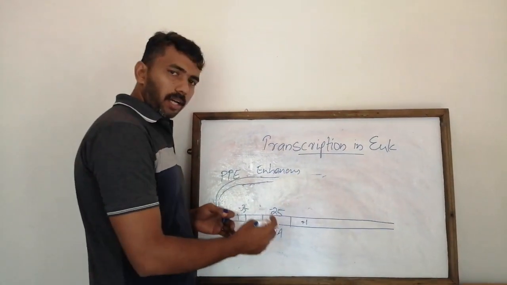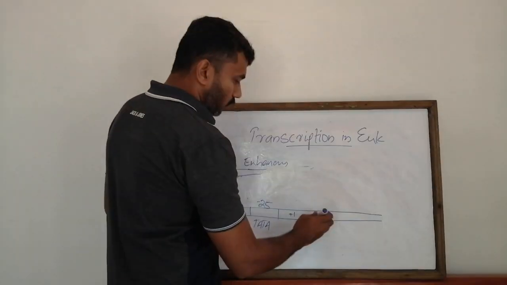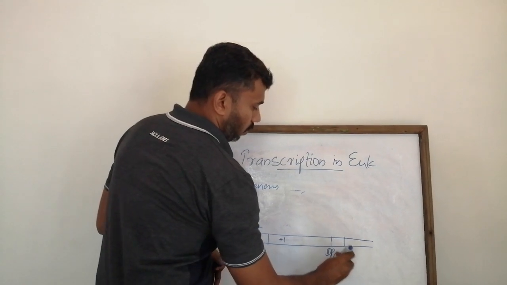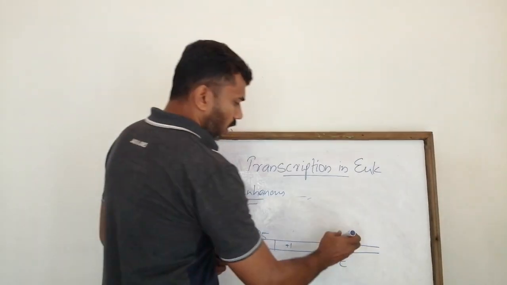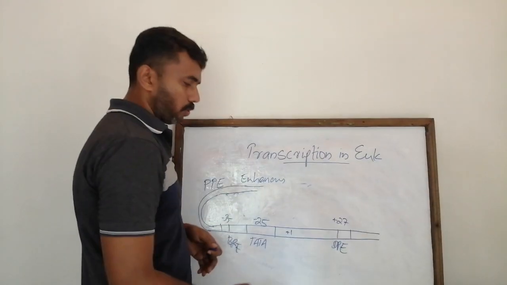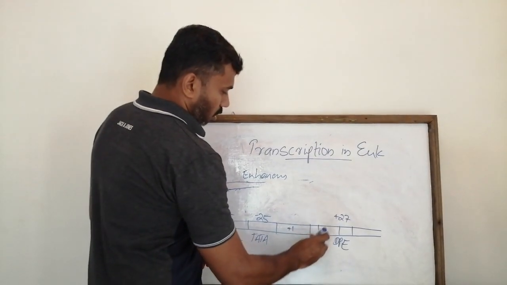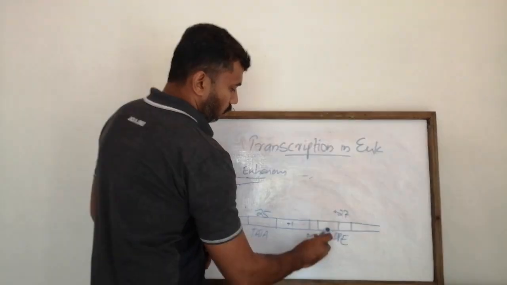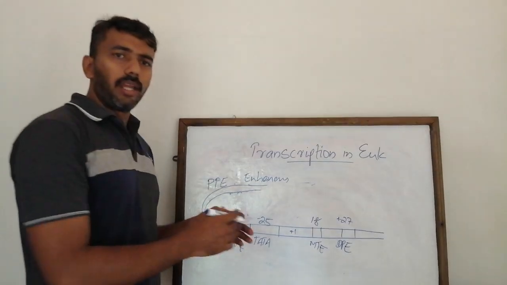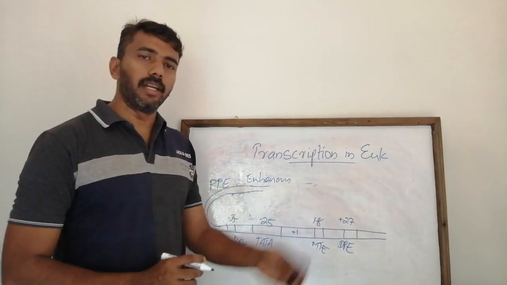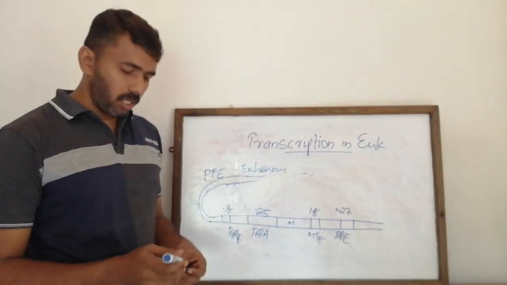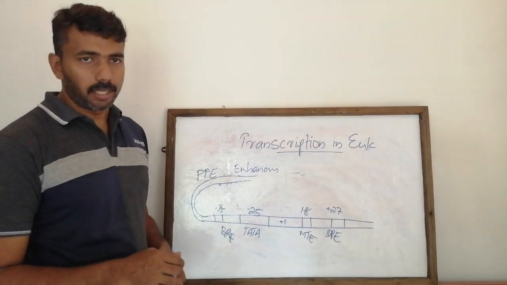And not only the upstream sequences, we have certain downstream sequences also. You can see a DPE sequence, usually at around +27 away from the promoter site, and also there is one MTE or motif 10 element, usually between 10 to 20 base pairs in the downstream position. So this is the promoter region within the eukaryotic transcription.